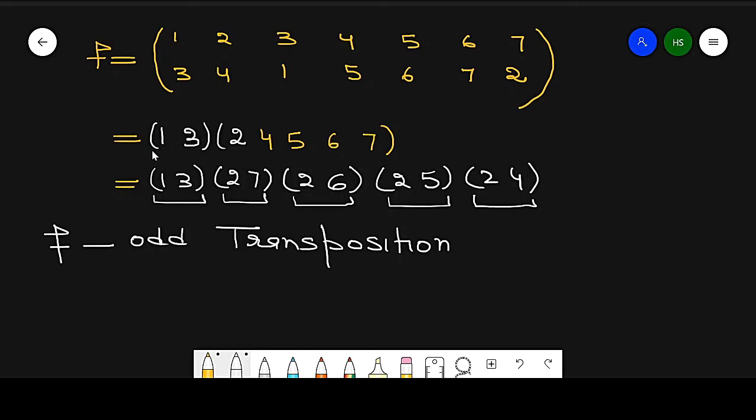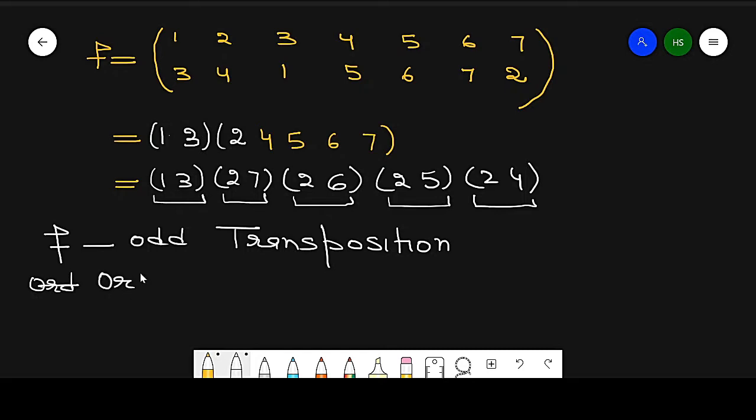So this permutation contains two cycles: one is 1, 3 and second is 2, 4, 5, 6, 7. So the class of 1 consists of only two elements, 1 and 3. The orbit of 1 is 1 and 3, and the orbit of 2 is 2, 4, 5, 6, 7. So also we can find that orbit.